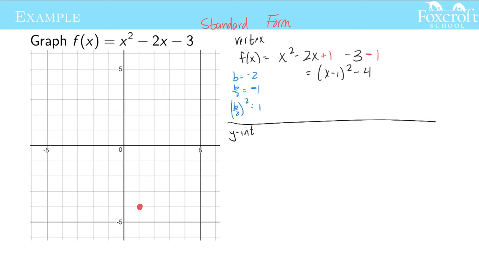Standard form is at least easier to find your y-intercept because you just plug in 0. All the terms with x go away because they're all being multiplied by 0, and I just get negative 3. So my y-intercept is at negative 3.